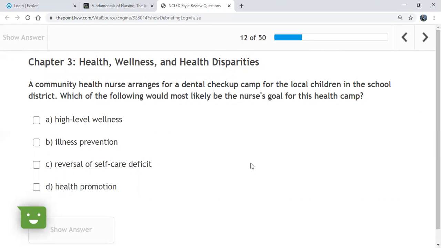A community health nurse arranges for a dental checkup camp for local children in the school. Which of the following would most likely be the nurse's goal for the health camp? A. Health promotion. B. Illness prevention. D. Health promotion. All right, I like the health promotion one.